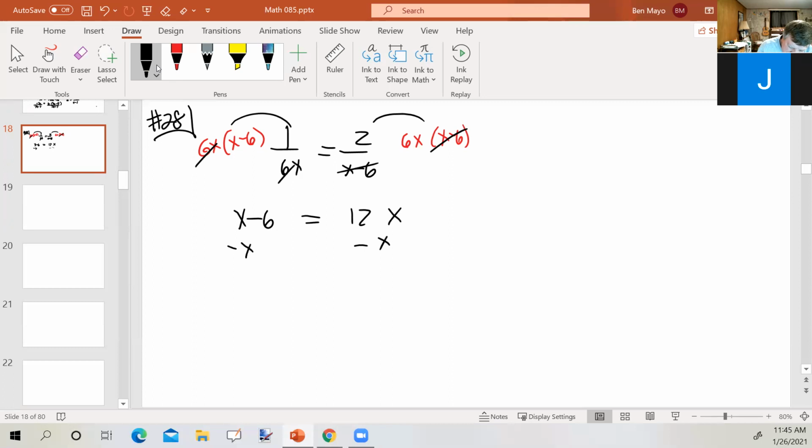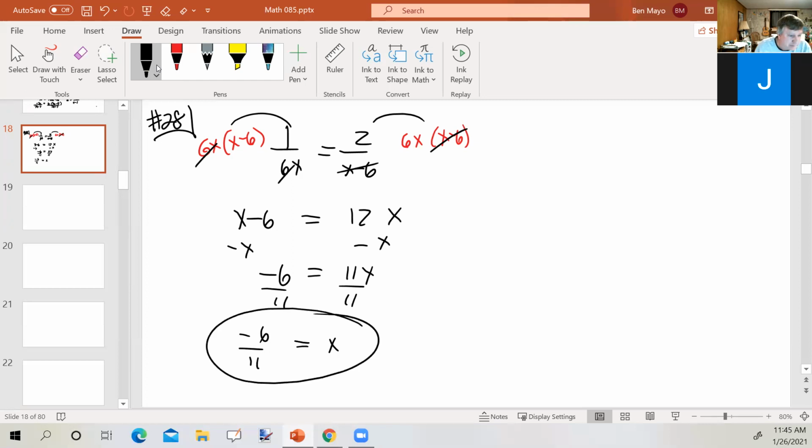Subtract x from both sides. Negative 6 equals 11x. Divide by 11. X equals negative 6/11.